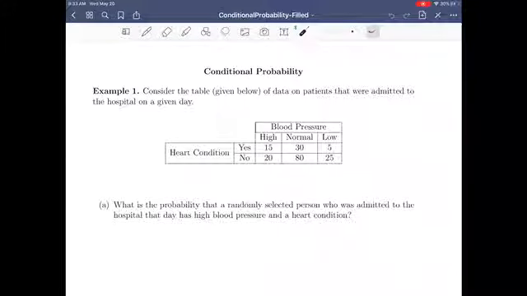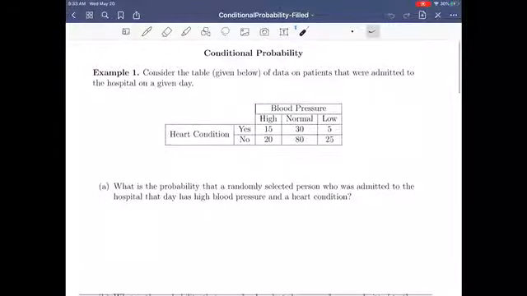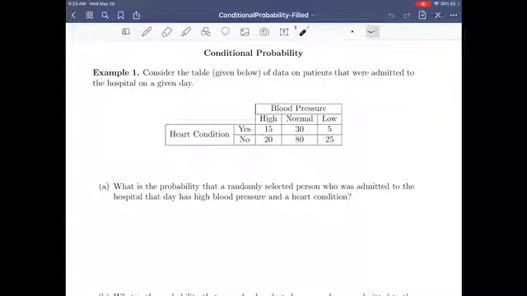In this video, we're going to talk about a topic called conditional probability, which we're going to try to introduce using an example. So let's consider the table that's given in this problem. It's made up data, okay, but suppose it has data on patients who were admitted to a hospital on a given day.